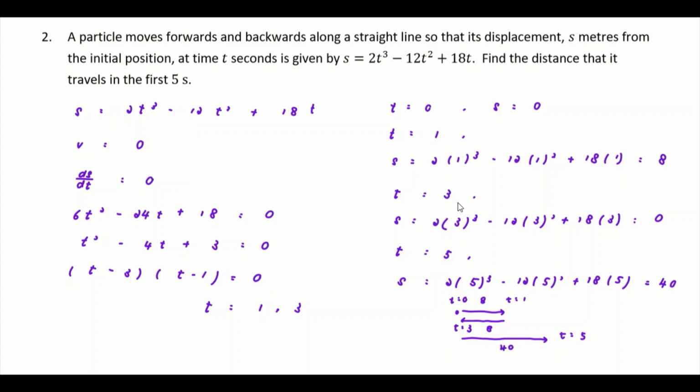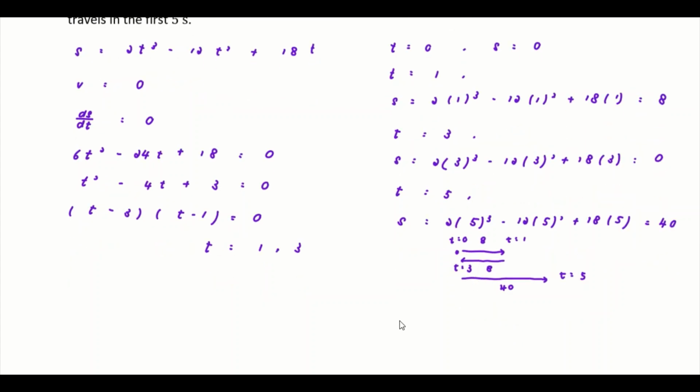All right. So by having this, you can just look at the numbers also without the diagram. From 0 to 8 is 8. From 8 to 0 is 8. Because for distance, we don't care about whether it's positive or negative, you just want the distance. From 0 to 40 is 40. So in this case, the distance will be equal to 8 + 8 + 40, and we get the answer of 56 meters.